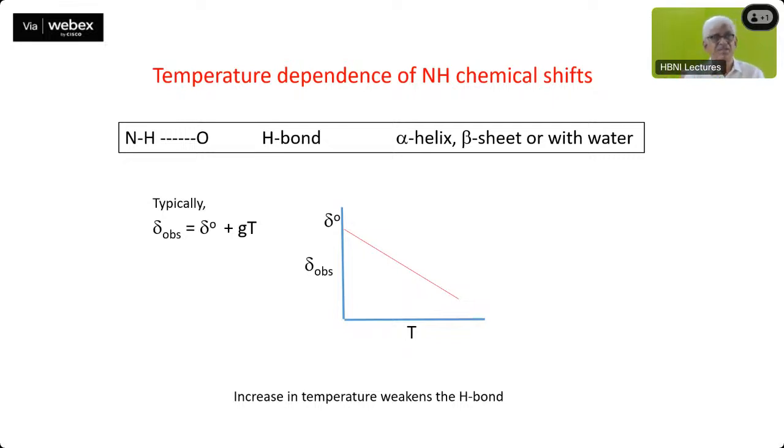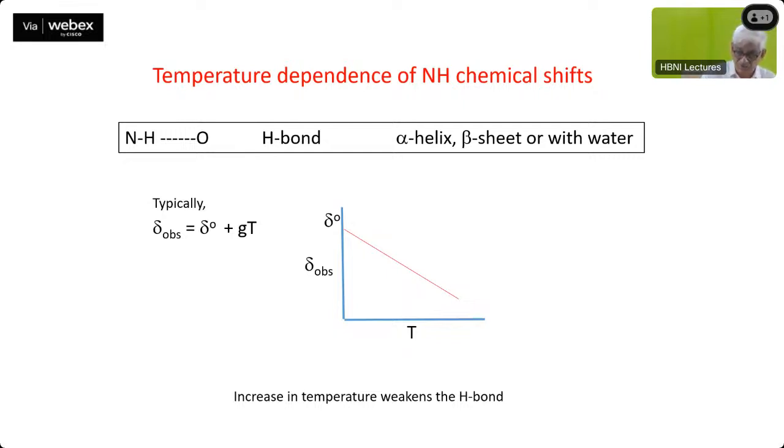Therefore, the observed chemical shift has a temperature dependence. It is delta naught, the intrinsic chemical shift in the absence of any other effects, plus G times T. G is the temperature gradient, and T is the absolute temperature. If you plot this delta omega against T, you will see a straight line with a negative slope by and large. That means G is a negative quantity.